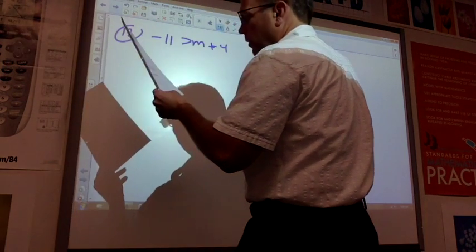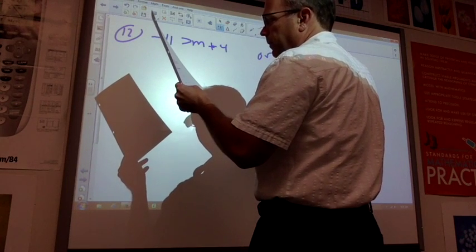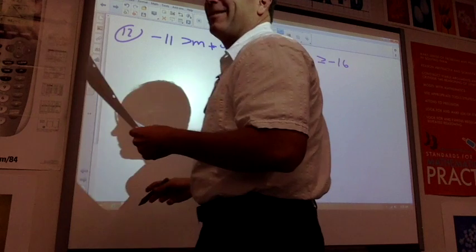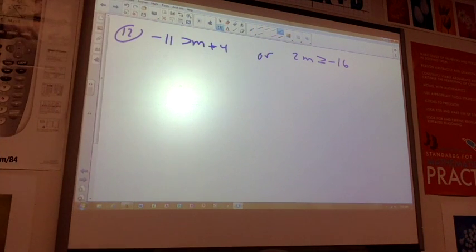Hey, Rom. What kind of problem is this one? This is an "or." How do you know that? Because it has an "or." So when I graph it, it shades opposite of each other, right? My answer has the word "or" as part of it.